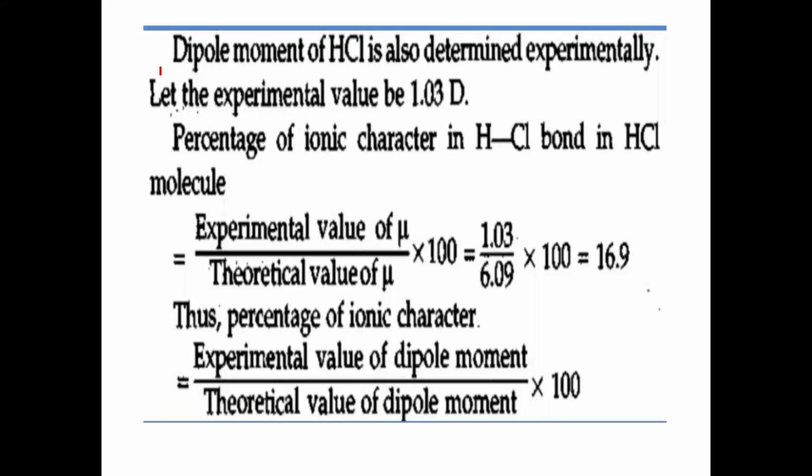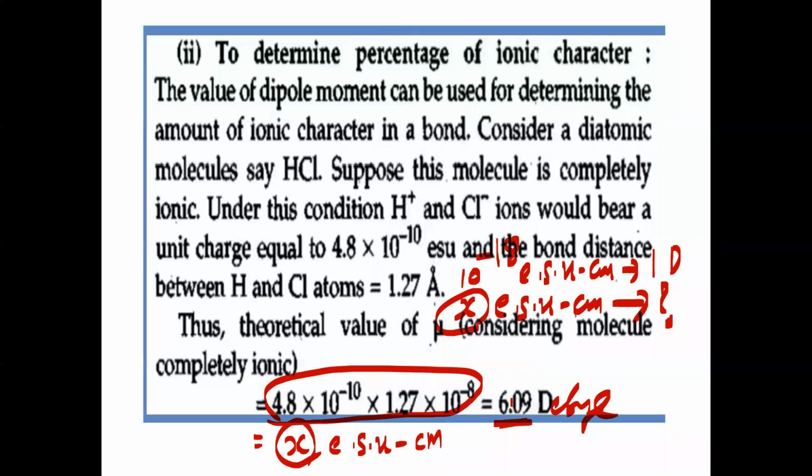Next. Dipole moment of HCl is also determined experimentally. When you conduct any experiment on your own, that is called what now? Observed value. When we conduct an experiment on our own and determine some value, that is called observed value or experimental value. And whatever the scientists have decided, the value is called what? Theoretical value. This Debye is theoretical value.